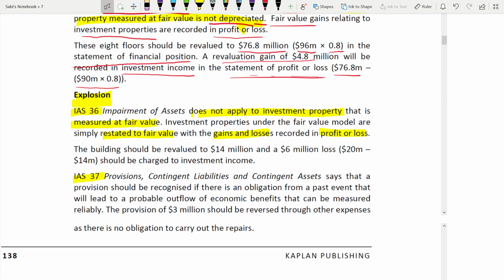So if you see here how they have broken down, first paragraph talking about IAS 36 and how the fair value gain and loss will go. Second paragraph only two lines, how the building should be done. So the building should be revalued to 14 million. This is talking about the building.